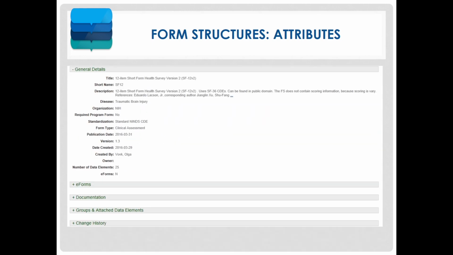This is an example of a form structure. You can see that it includes aspects such as a title, short name, description, as well as documentation, groups, and attached data elements and change history.